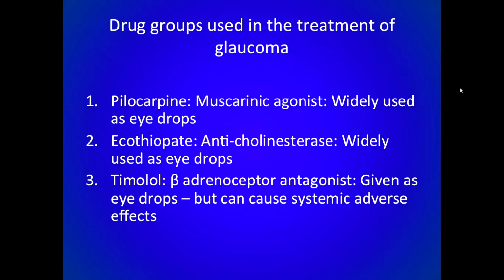Cholinolytic and sympathomimetic are contraindicated. So pilocarpine is a cholinomimetic. Ecothiopate is a cholinomimetic. They act in different ways, but they are both cholinomimetic. One is a receptor agonist, the other is an inhibitor of the destroying enzyme, that is cholinesterase, which increases the acetylcholine.